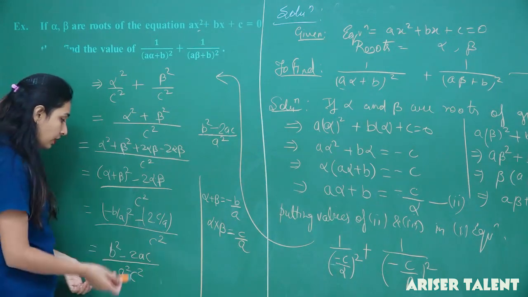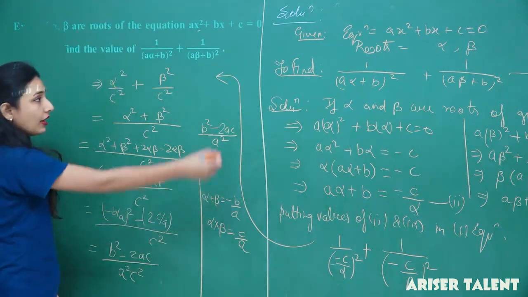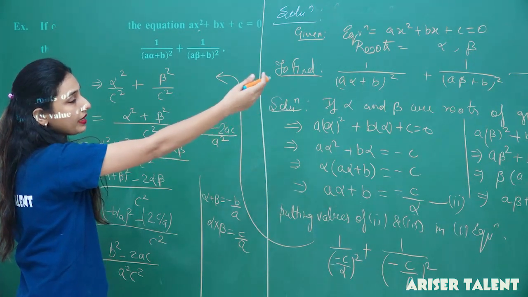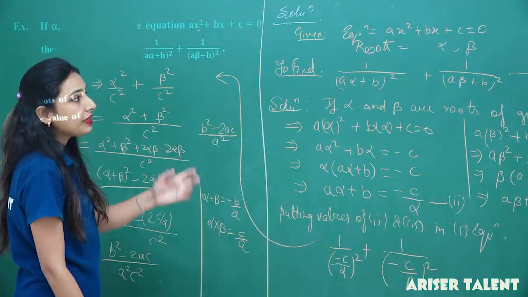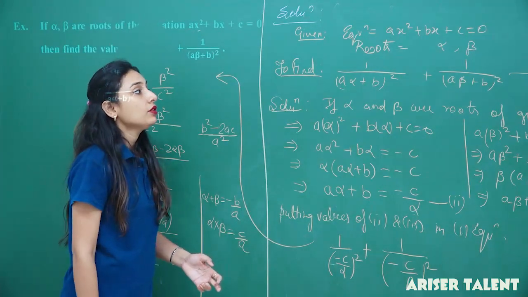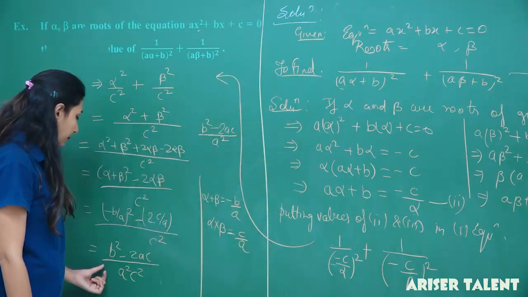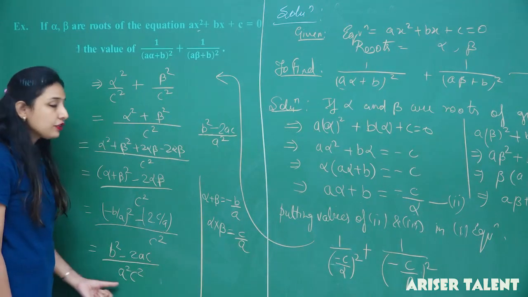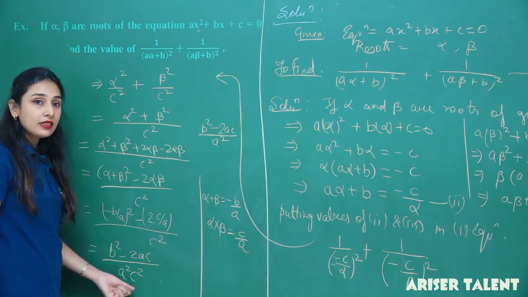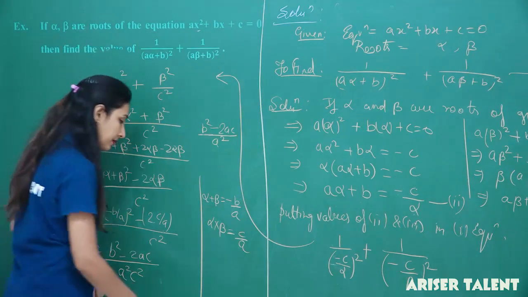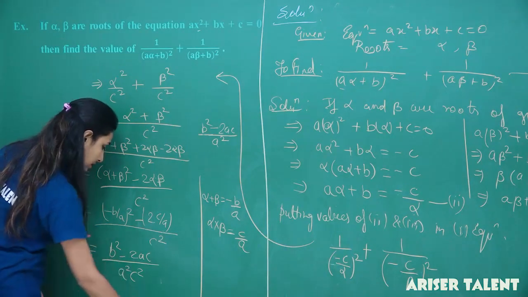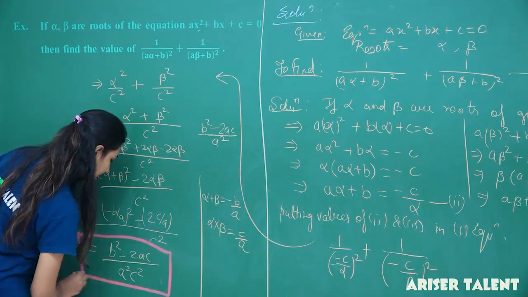Okay students, so now you can see that the value of 1 upon (a alpha plus b) whole square plus 1 upon (a beta plus b) whole square will become (b square minus 2ac) upon a square c square. Now the complete value is in a, b and c's terms, so this is our answer.